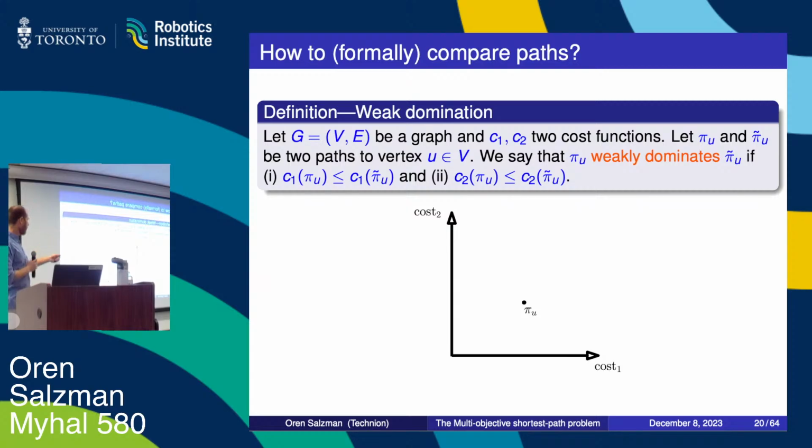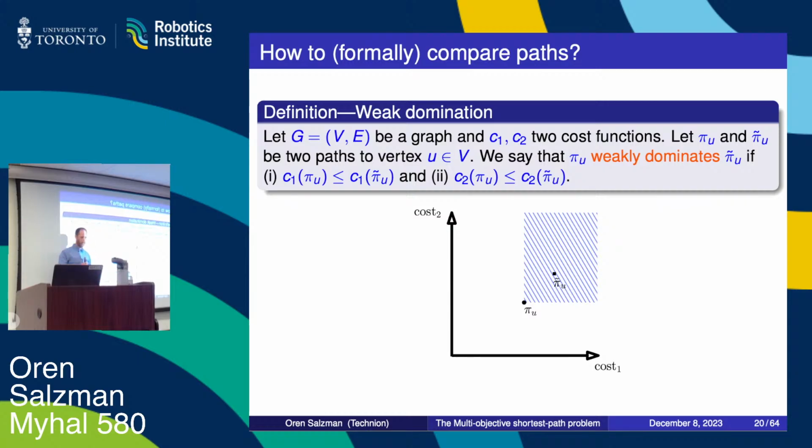If we have a graph with two cost functions, these are our two criteria, and we have two paths that reach the same vertex, we say that one path dominates the other if it's better on both criteria. So basically, every path in this region is said to be dominated by this path. Okay?